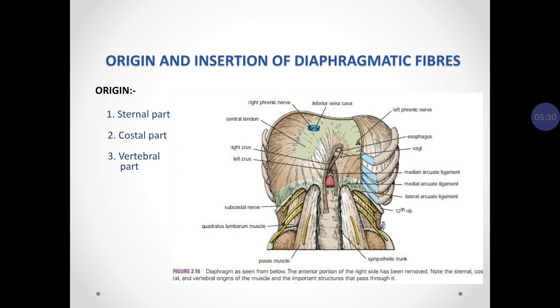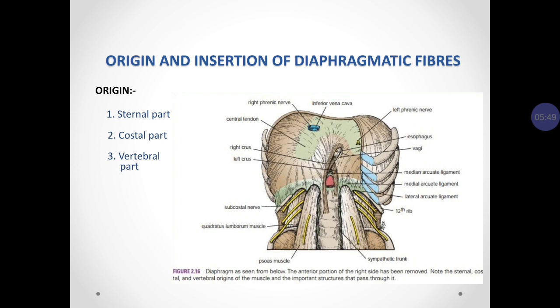Now comes a very important aspect of the diaphragm, and that is its origin and insertion. Because if you don't understand its origin and insertion, then you can't completely visualize the anatomy of the diaphragm. In terms of its origin, for the purpose of understanding, we will divide it into three parts.